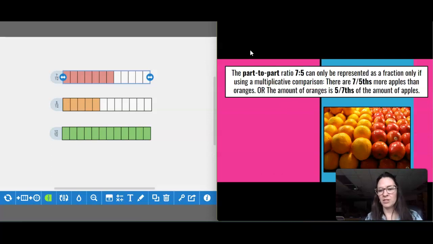The part-to-part ratio 7/5 can only be represented as a fraction if using a multiplicative comparison. A multiplicative comparison means there are 7/5 as many apples as oranges, or the amount of oranges is 5/7 of the amount of apples.